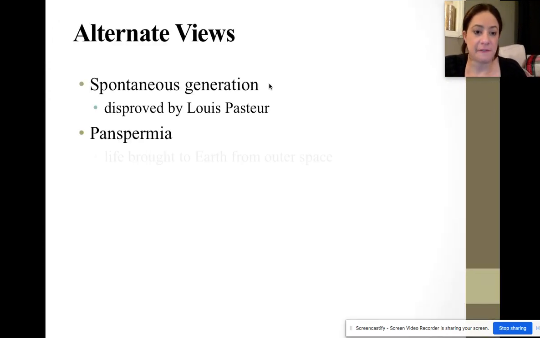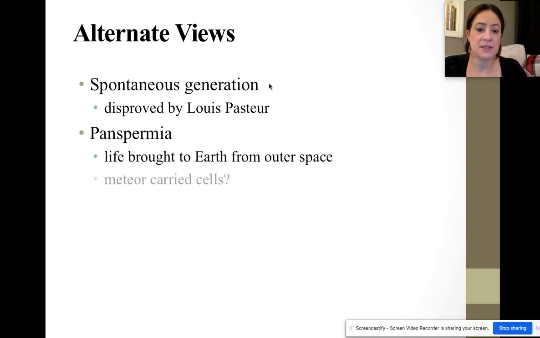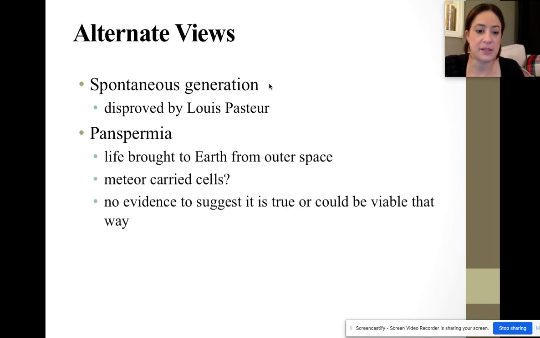So there are different views, right, as to how life would have originated. Panspermia is the idea of how life would have been brought to Earth from outer space. Could a meteor have carried cells? But there's really no evidence to suggest that this is true or would be viable that way. Your Edpuzzle gets into this.